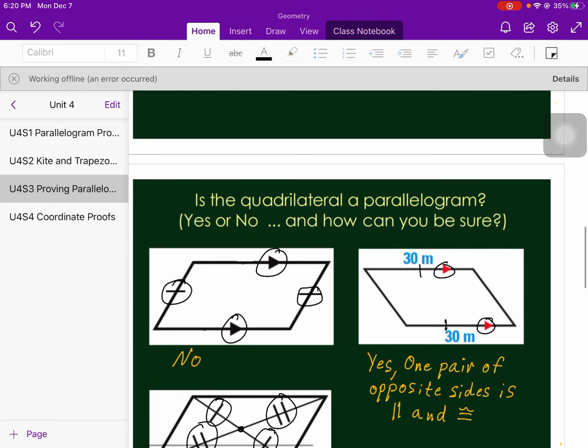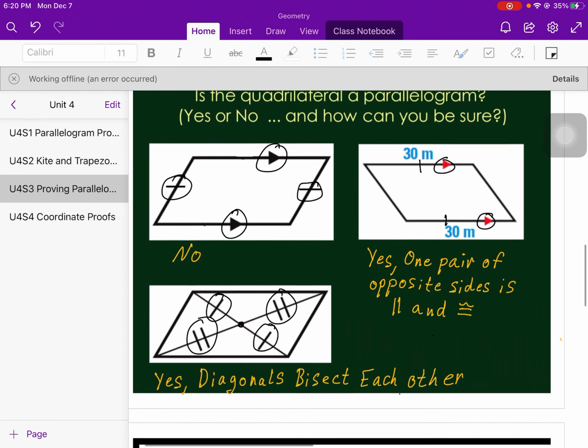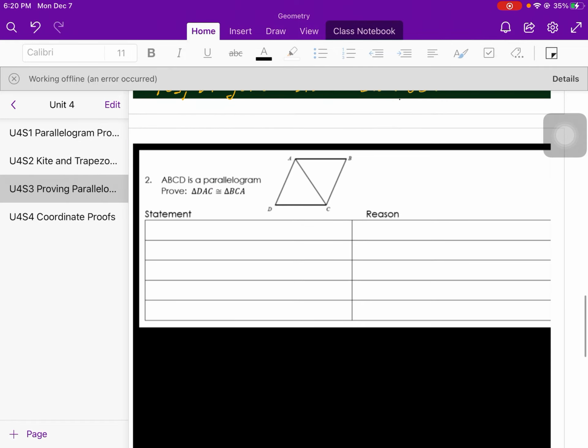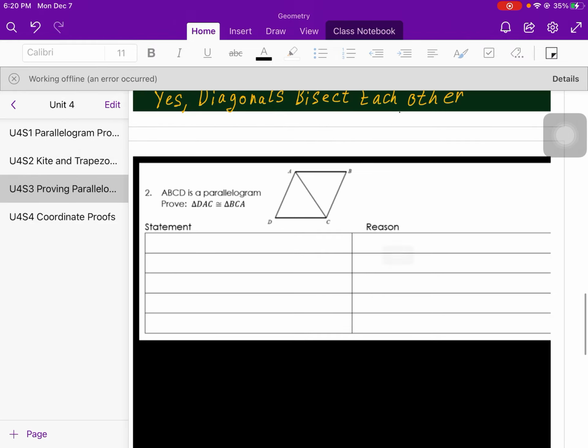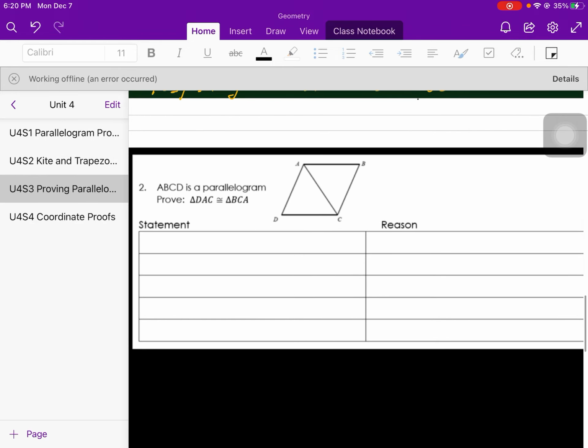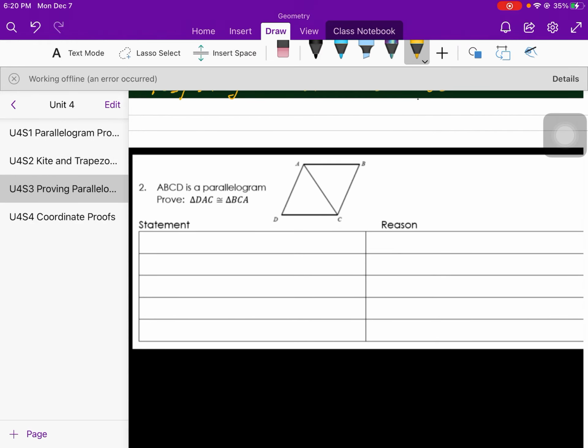Now, those were pretty simple examples where we only had to do one step or change one little thing. Now we're actually going to do some proofs with these. So the first proof, it tells us that ABCD is a parallelogram. We want to prove that two triangles are congruent, knowing the fact that the whole thing is a parallelogram.